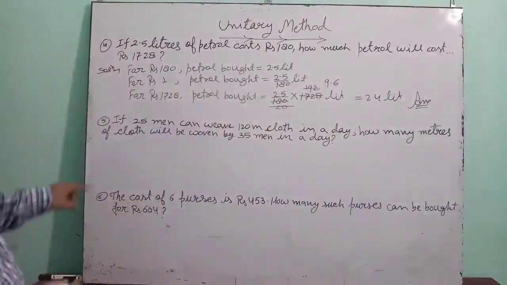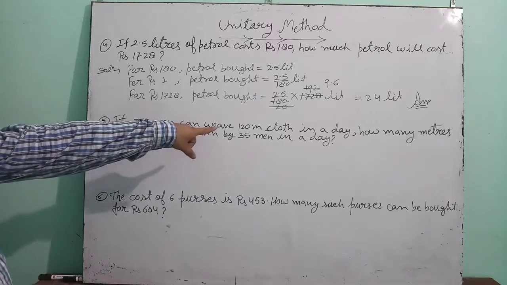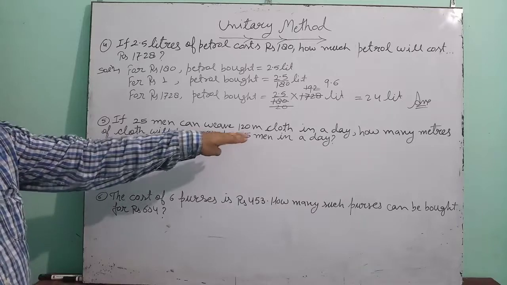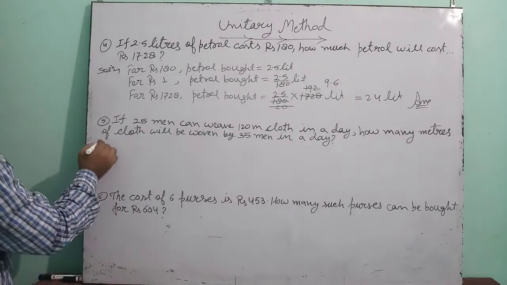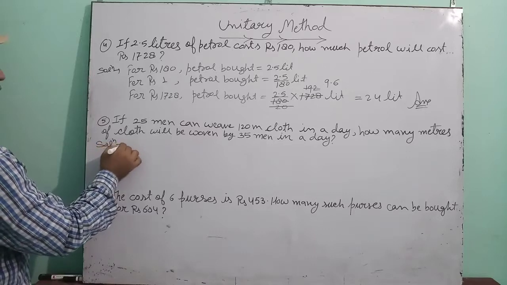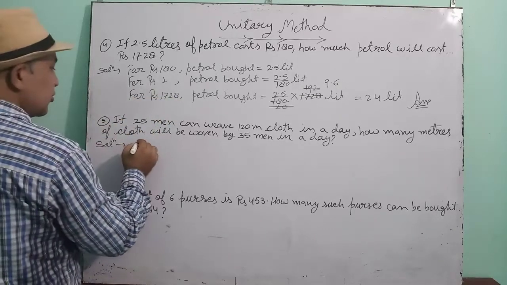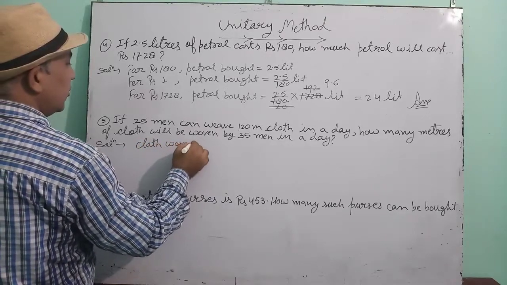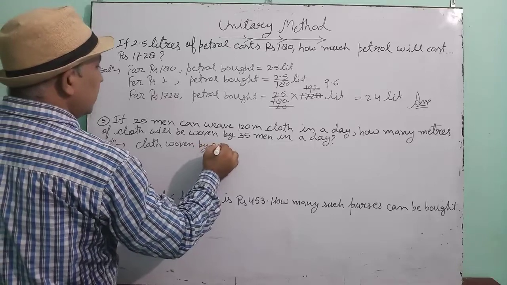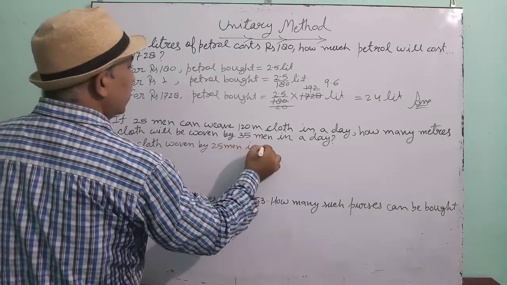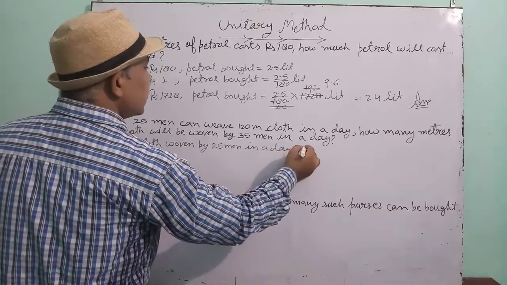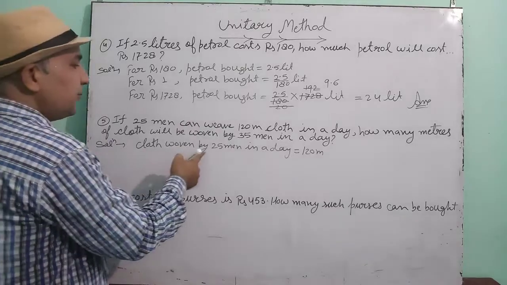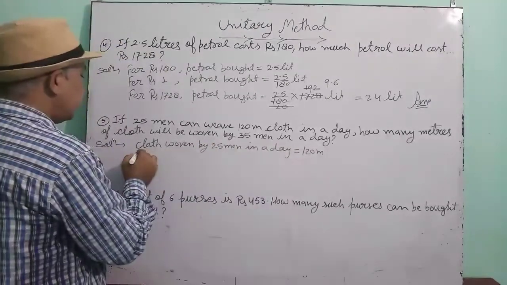See the next question. If 25 men can weave 120 meter cloth in a day, how many meters of cloth will be woven by 35 men in a day? See how to do. We have to find how many meters. So your statement will be: cloth woven by 25 men in a day is equal to 120 meter. Okay, cloth woven by 25 men in a day is 120 meter.